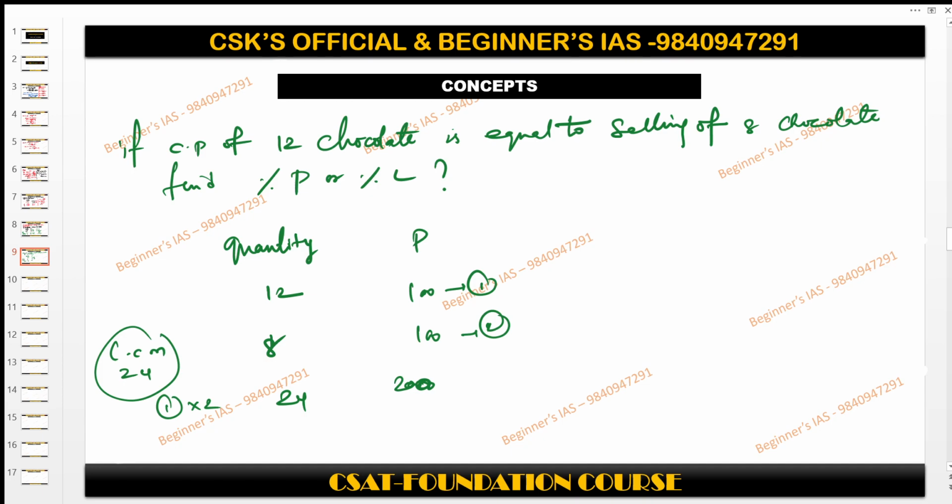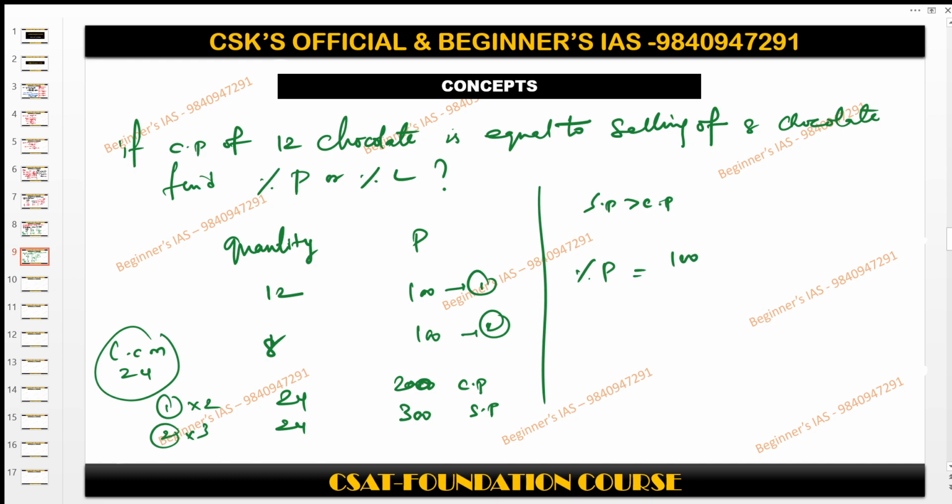You can take 1000 also, not an issue. Price here you can take an equal price, but take an easier one. Okay, don't take a difficult one. So 300. So this is CP here, this is SP here. Obviously SP is greater than CP, profit occurs. So profit percentage is equal to subtract this one, 100 by 200 into 100. 1 by 2 into 100 is nothing but 50 percent.